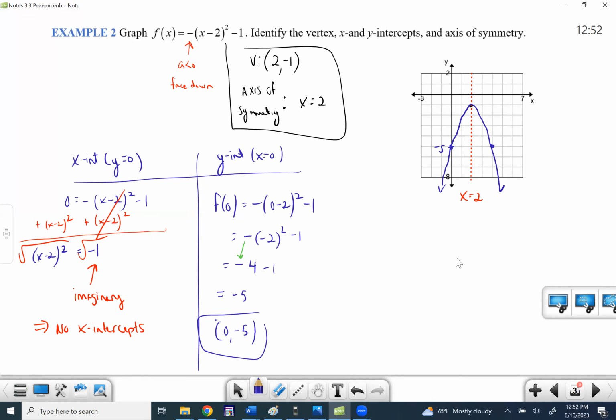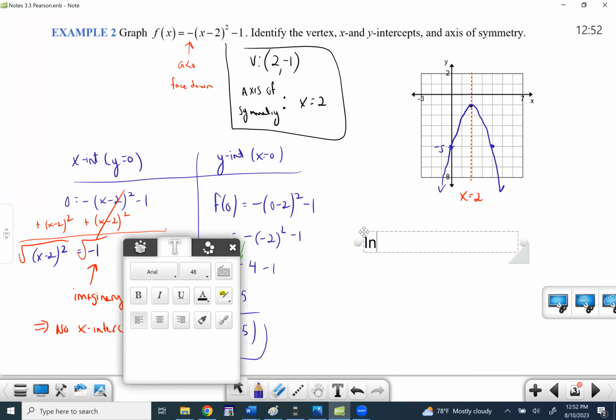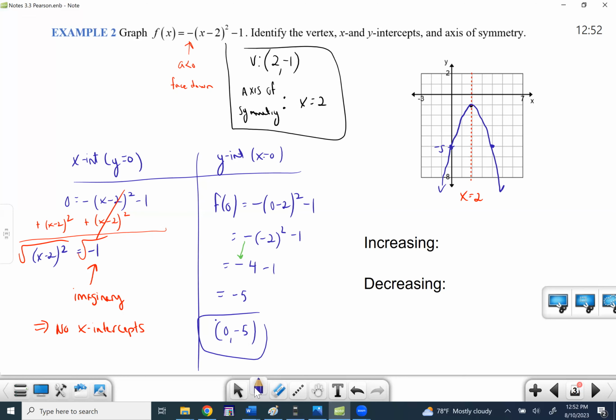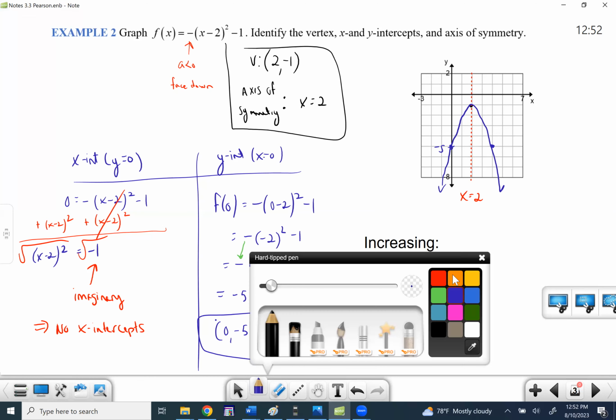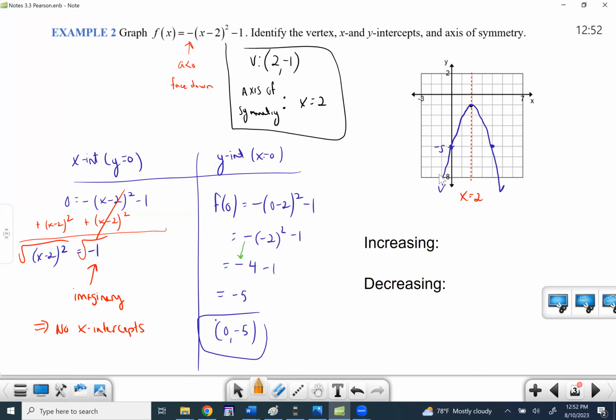Okay, so we got the x-intercepts, we got the y-intercepts, and we got the axis of symmetry. Okay, let me try to do the increasing and decreasing, you guys, because I messed up on the last one. So I want to make sure that I don't confuse anyone. So this one actually starts off increasing. Okay, from left to right, you can see that we're going uphill now.